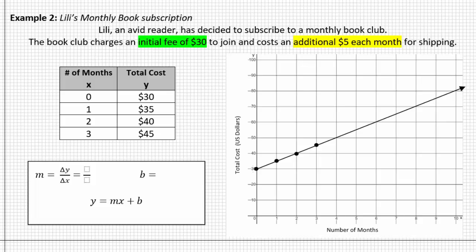Alright, how is it looking? So if the initial fee that they had to pay was $30 and it costs an additional $5 each month for the shipping, we built our table. At 0 months, they just paid the $30 initial fee, and then each additional month they have to pay $5 more for the shipping and to keep their account active. So we would fill in that here.